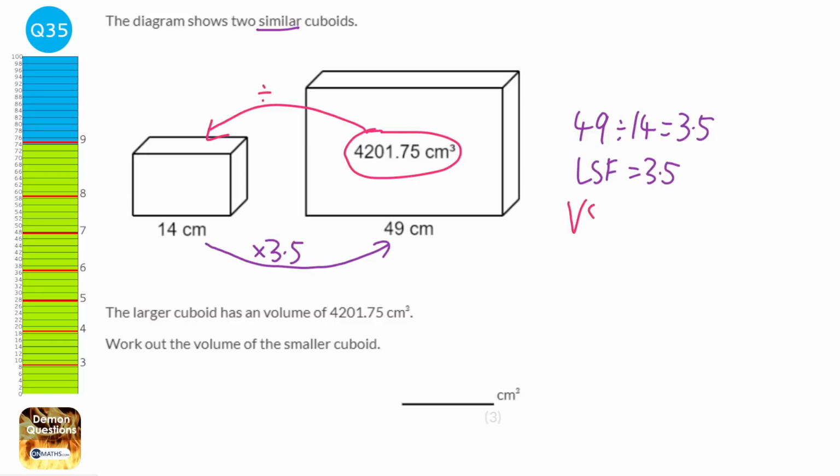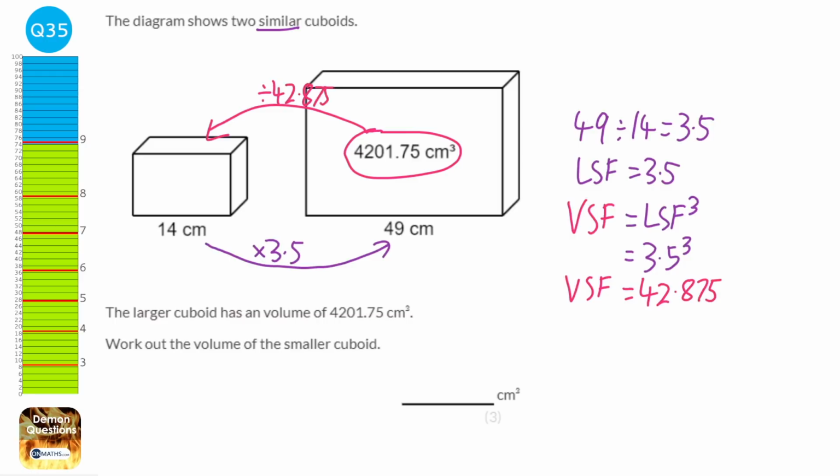But the volume scale factor is going to equal the linear scale factor cubed, because volume has 3 dimensions. Therefore it's going to do the linear scale factor 3 times in a row: times 3.5, times 3.5, times 3.5, or 3.5 cubed. So for the volume scale factor, we're just going to cube that 3.5, and we get 42.875.